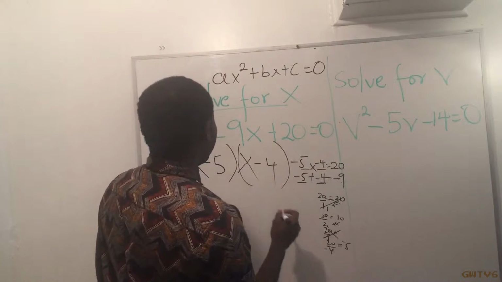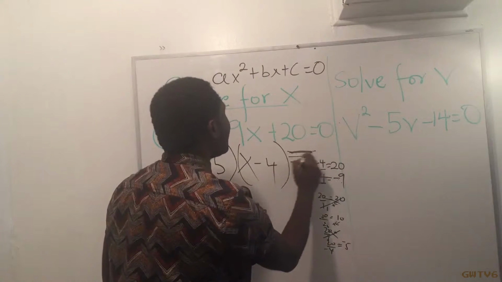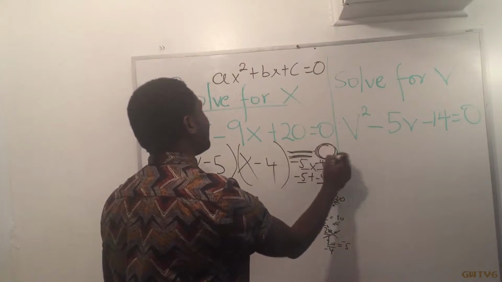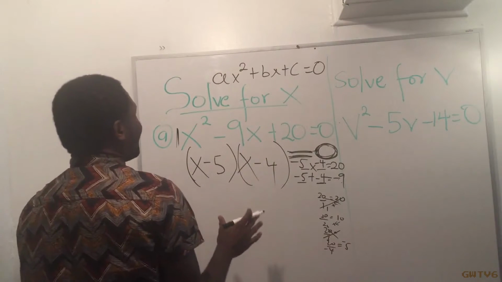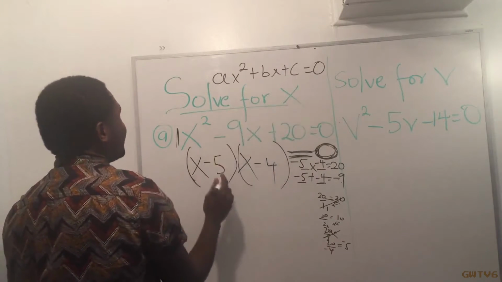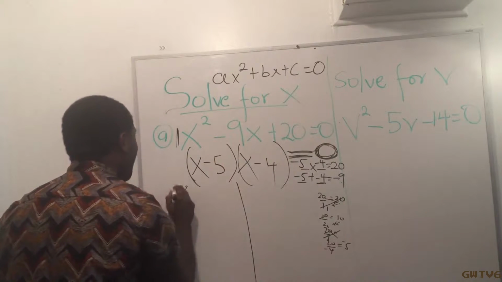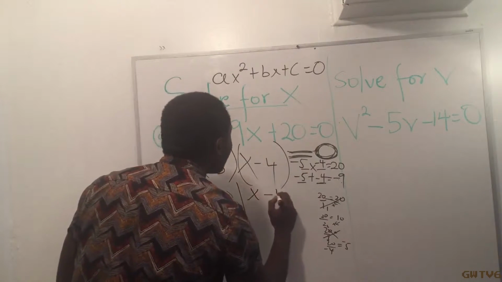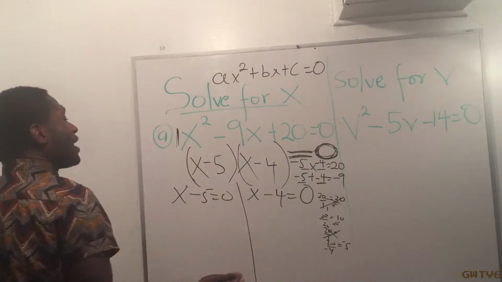Okay, but I know that I have to set this equal to the 0 right here. So I'm solving for x. To do that, I break this down to 2. I set this equal to 0. And I set this equal to, guess what? 0. And I'm just going to solve for my x.